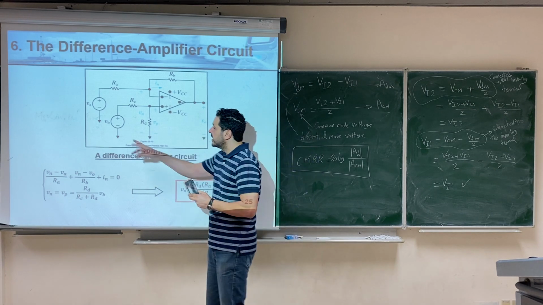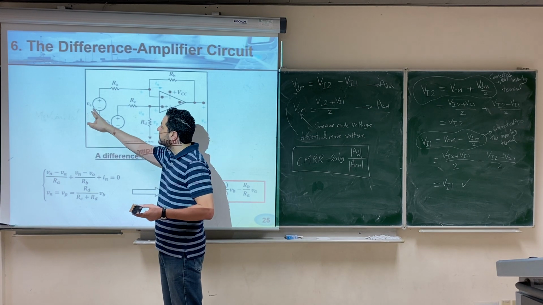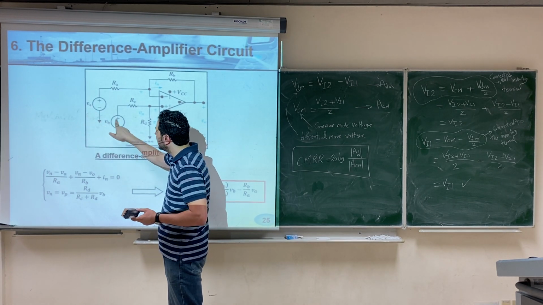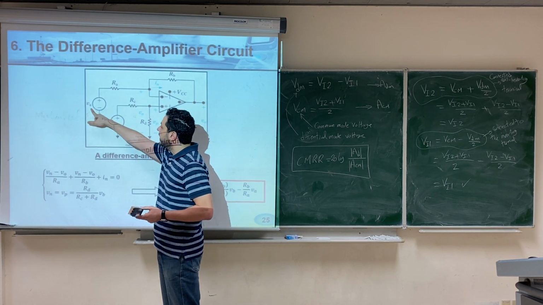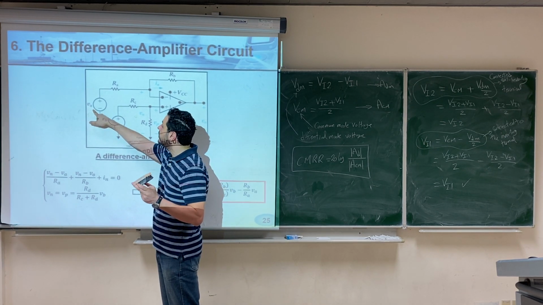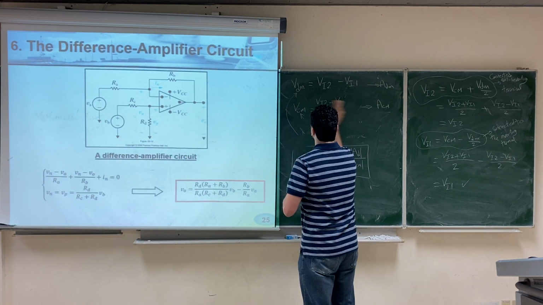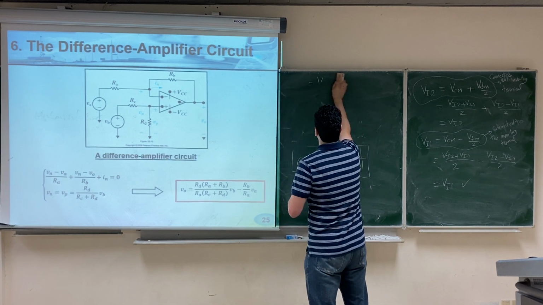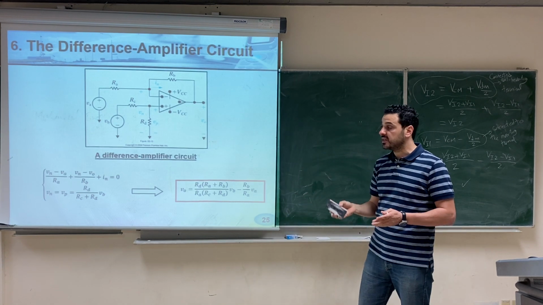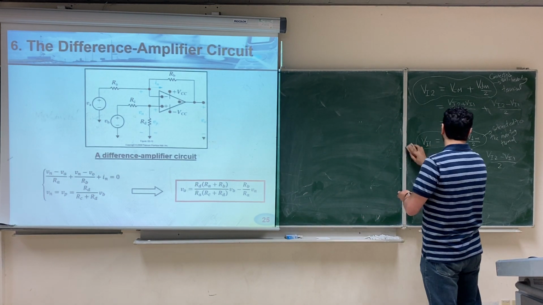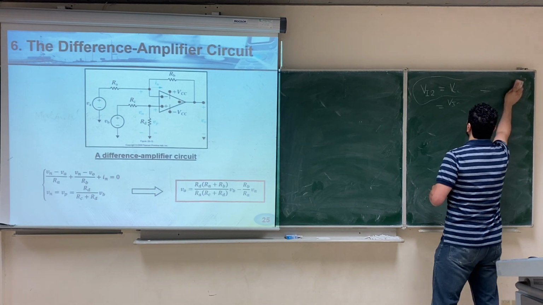We have two sources. Here, V input 2, we'll call it VB for simplicity, and V input 1, we'll call it VA. VB is connected towards the non-inverting terminal of the op-amp. VA, which was V input 1, will be connected to the inverting terminal. This is the circuit of the difference amplifier. This circuit can be analyzed in many ways. You can use all the tools that you learned in circuit analysis to analyze this circuit. One of them is to do superposition.